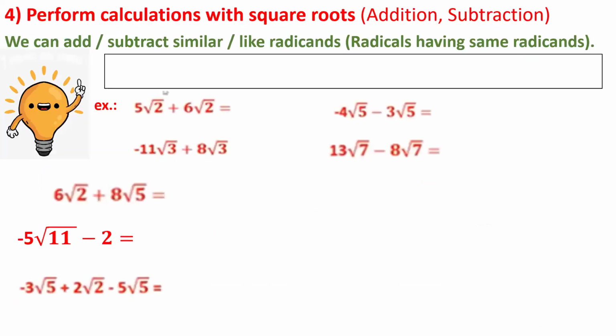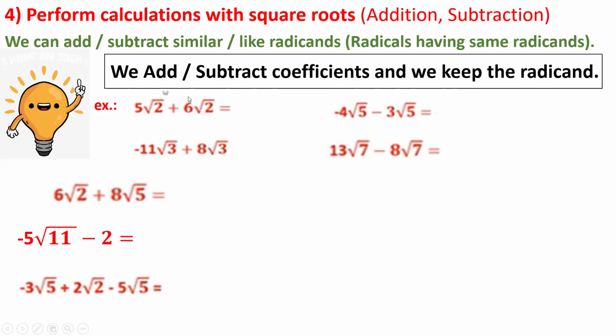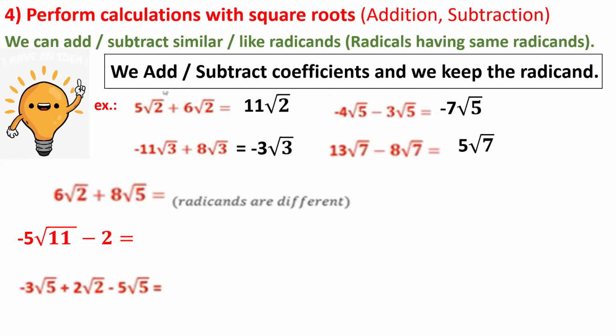Okay, now how can we perform calculations with square roots? First, I will start with addition and subtraction. It's very important for you to know that we can only add or subtract radicals with the same radicand. So if the number inside the radical is the same, then we can add or subtract the coefficients. I will give you one example. For example, 5 radical 2 plus 6 radical 2. Since we have a plus and both radicals have 2 inside, these are similar. Then we say 5 plus 6 is 11, and we keep the radical 2 as it is. You also have solved exercises for you.